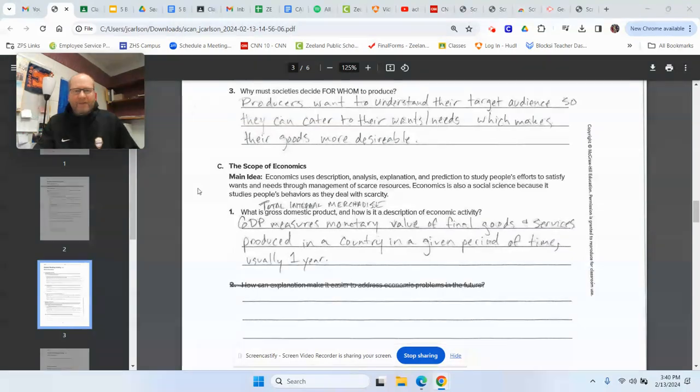Number 3, why must societies decide for whom to produce? Well, producers want to understand their target audience. You don't want to just produce a bunch of stuff if people aren't going to want it. So if you've got a population that's really young and you have a ton of infants, that's who you're producing for probably. So maybe baby food, diapers, that kind of stuff. You've got to know your audience so you can cater to their wants and needs, so then you can be more efficient with what you're making.